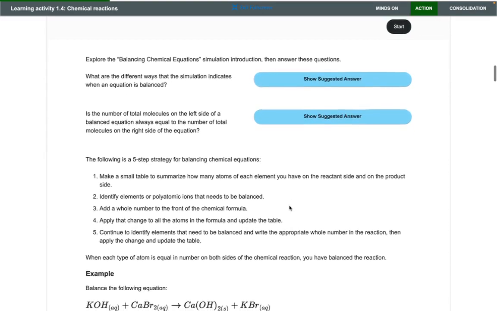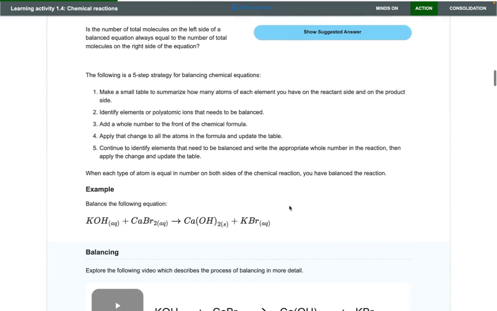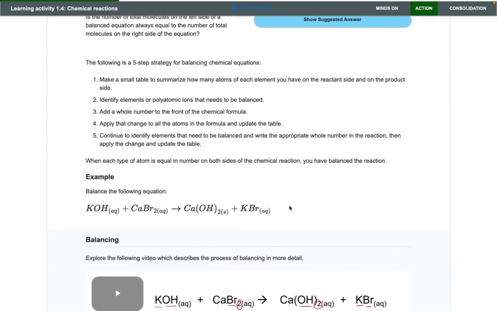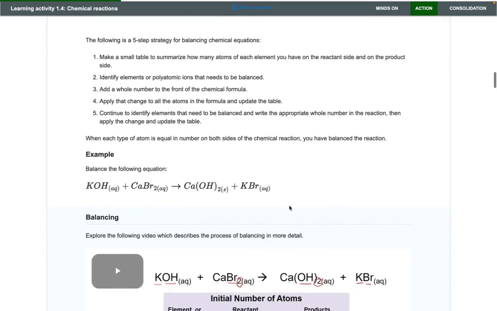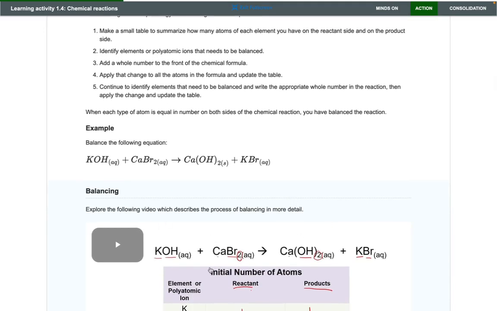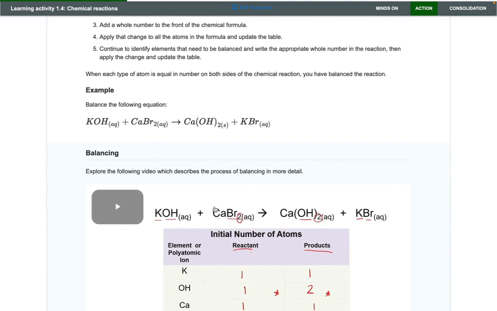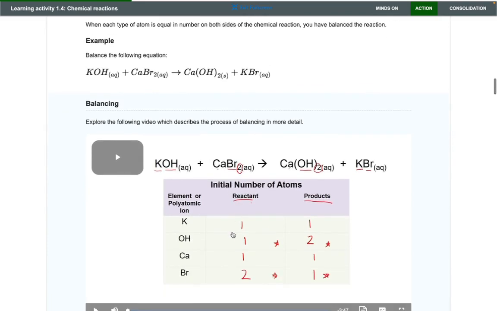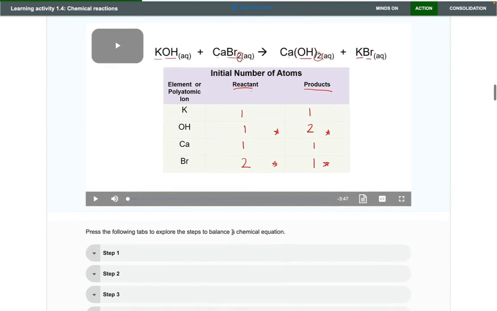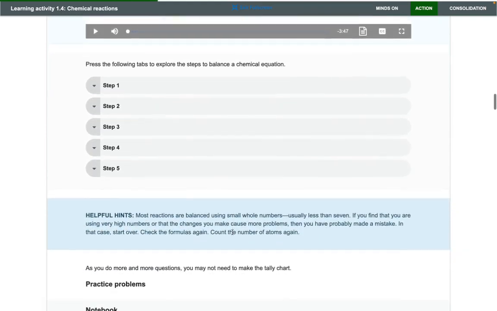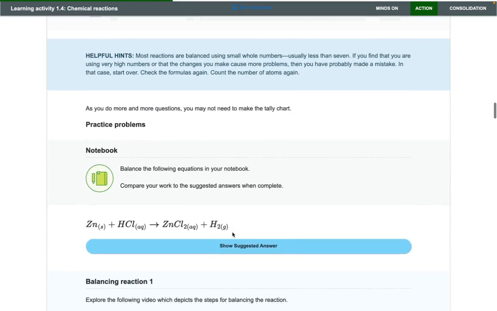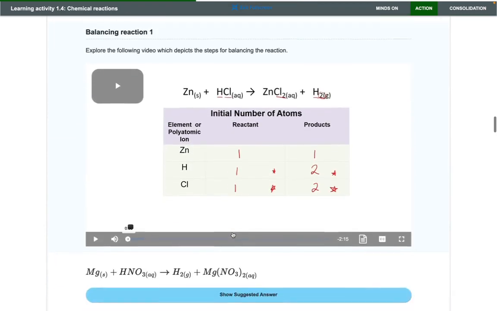And balancing reactions is really important, particularly when we get into our third unit. Our third unit is based on mathematical concepts of chemical reactions. And if your formulas are not correct, if your coefficients when you balance are not correct, it will really mess up your math. So it's really important that we understand and know how to balance chemical reactions.